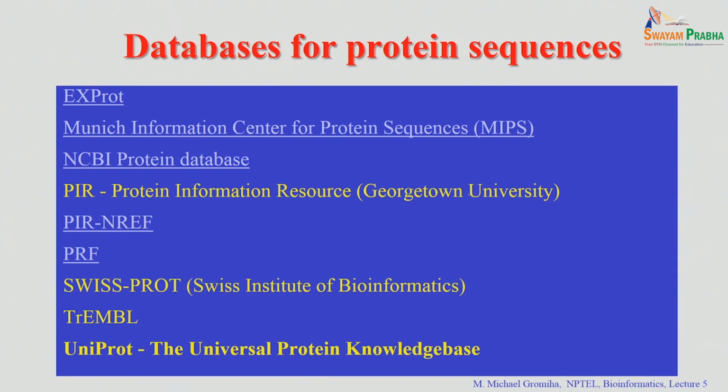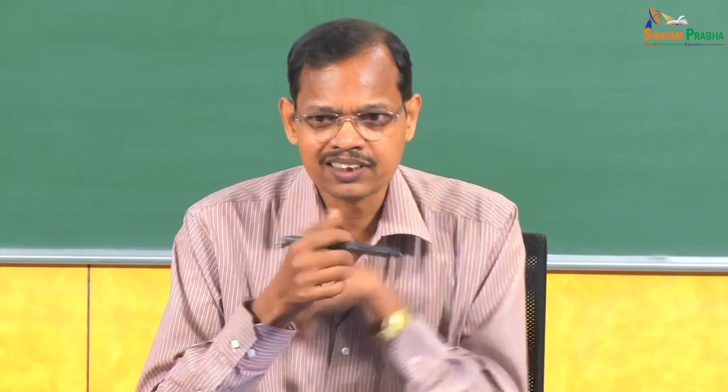In the meantime, the Protein Research Foundation at Osaka University also developed a database to collect the data. Then there is SwissProt, a unique resource for protein sequences, created and maintained by the Swiss Institute of Bioinformatics. They have two types of information: the manually curated sequences, and also the sequences translated from DNA sequences, which is called TrEMBL.